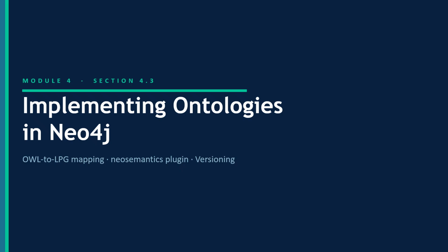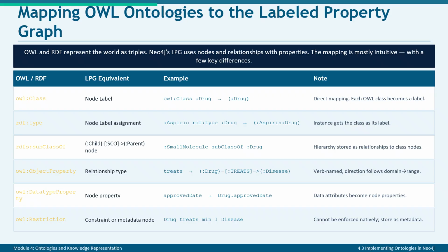Section 4.3, Implementing Ontologies in Neo4j. How to translate OWL concepts into the labeled property graph model, and how to use the neosemantics plugin to import RDF and OWL directly. OWL and RDF represent the world as triples: subject, predicate, object.